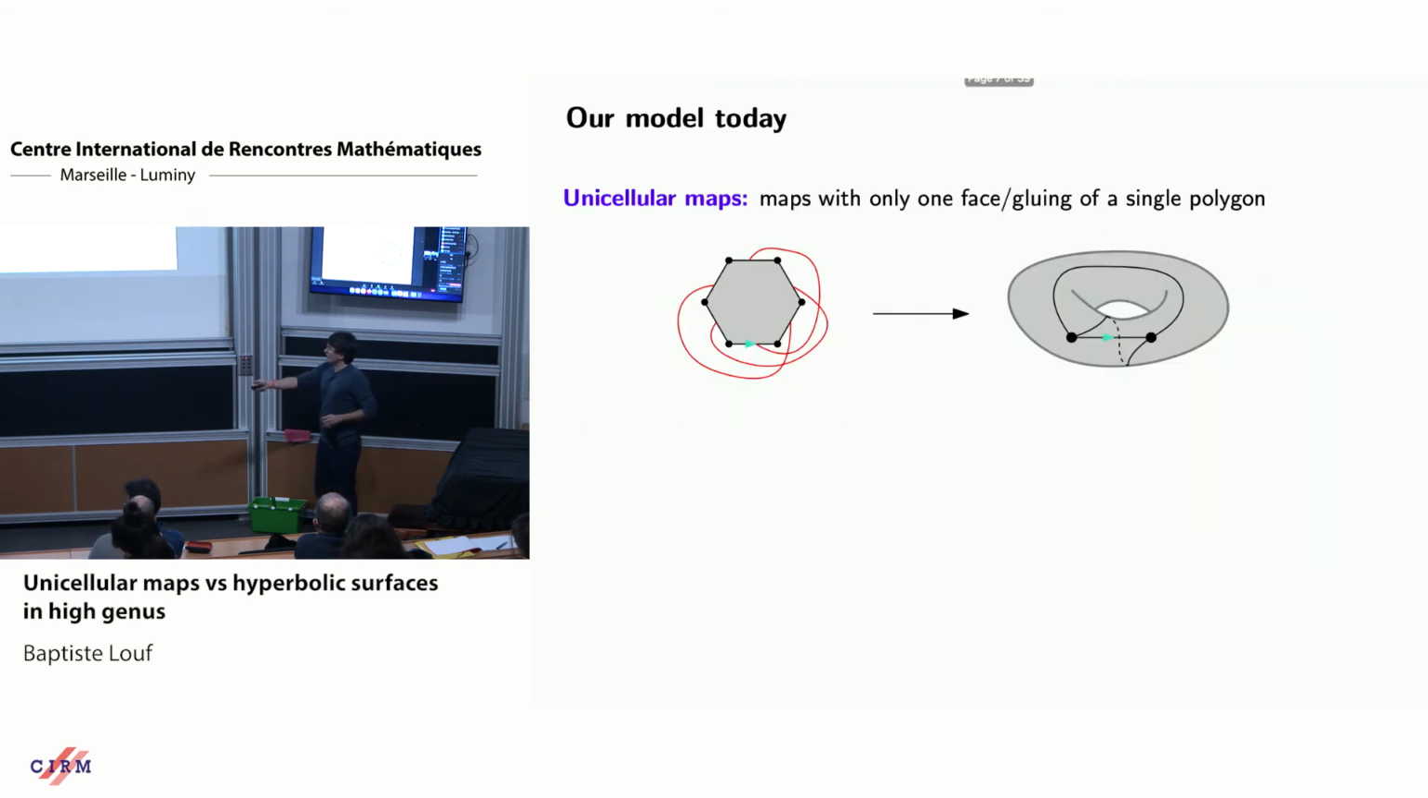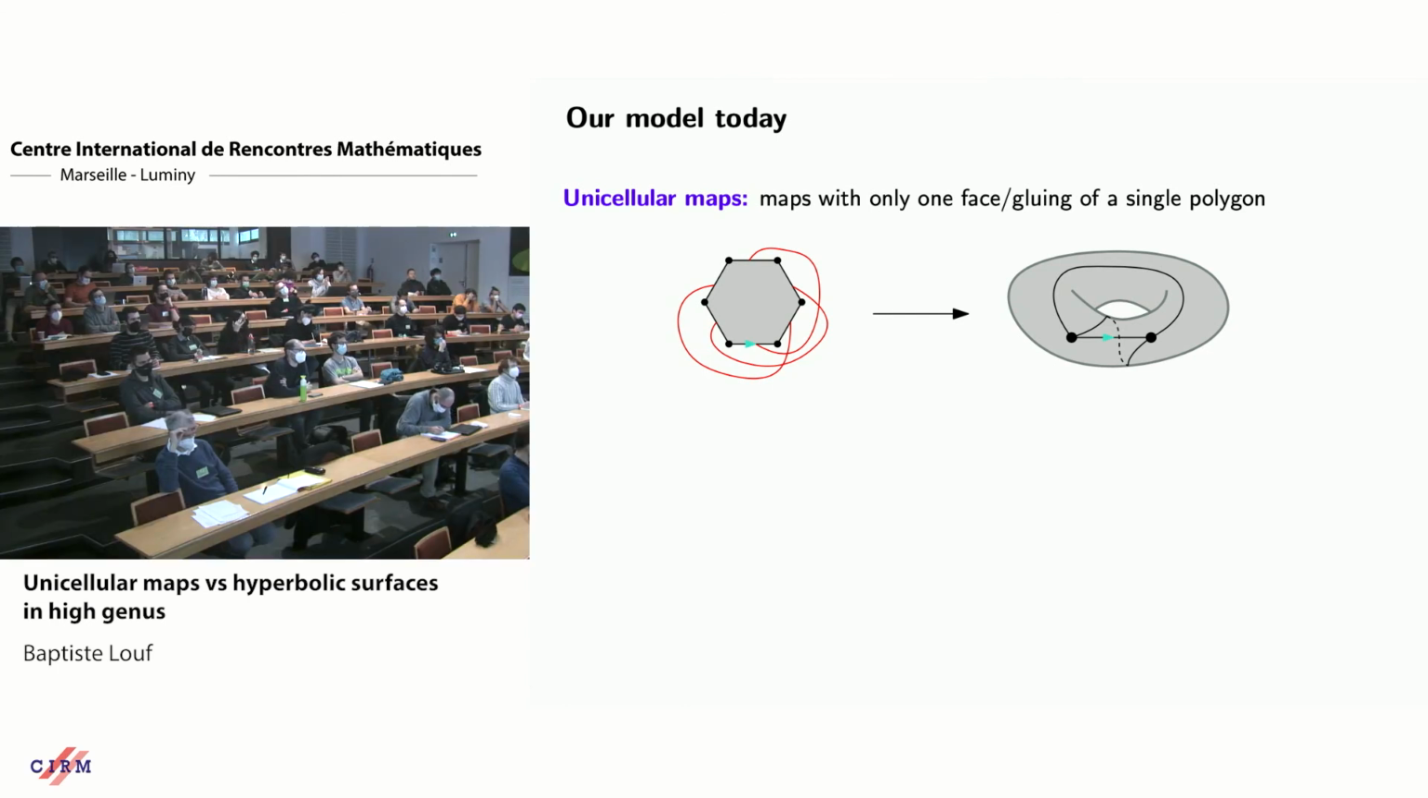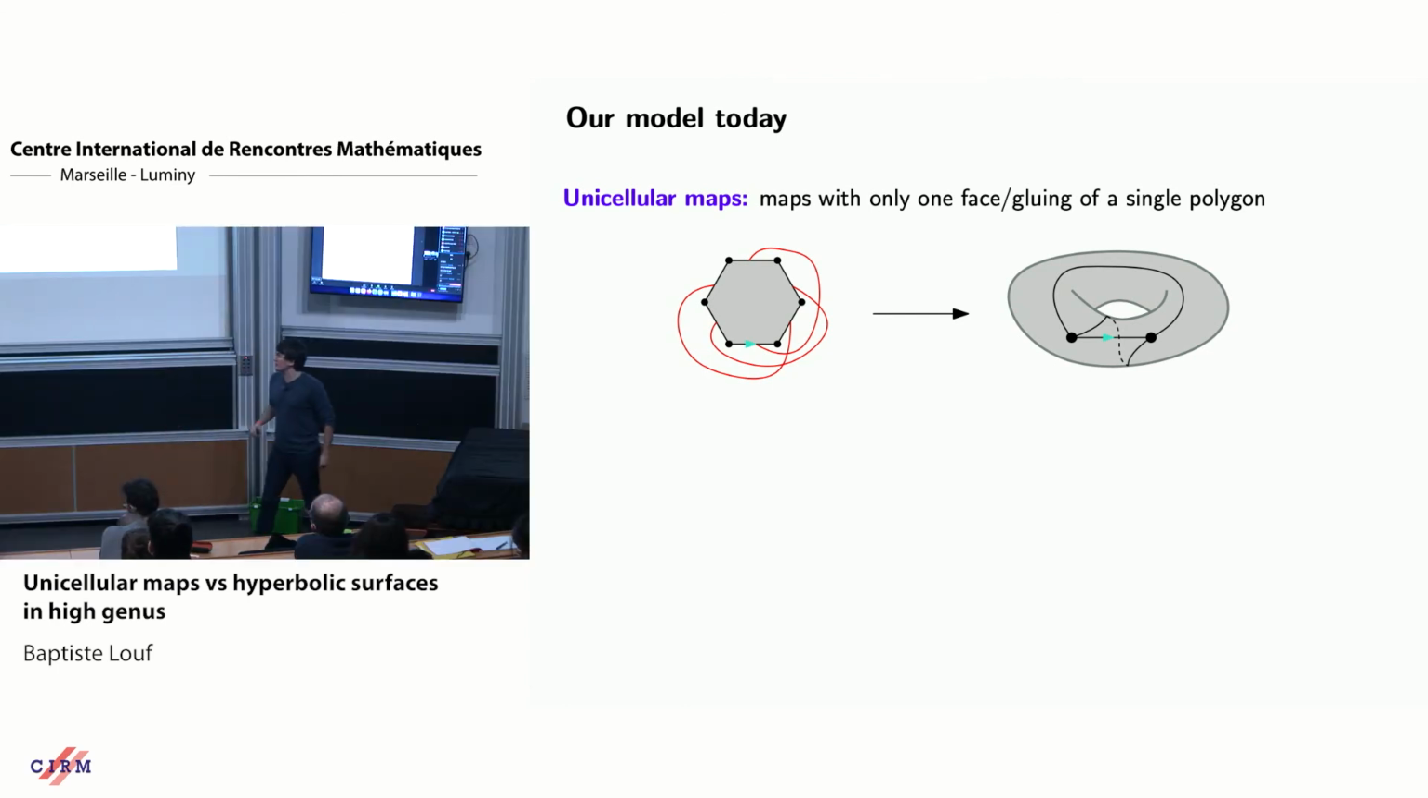Okay, so now I'll make a bit more precise the model that I'm considering in this talk. I'm going to work on unicellular maps. A unicellular map is just a map with only one face. So if you want to understand what it means, you just take one polygon and then you glue the edges, the sides, two by two, and you get a map. Here, that's an example of a unicellular map.